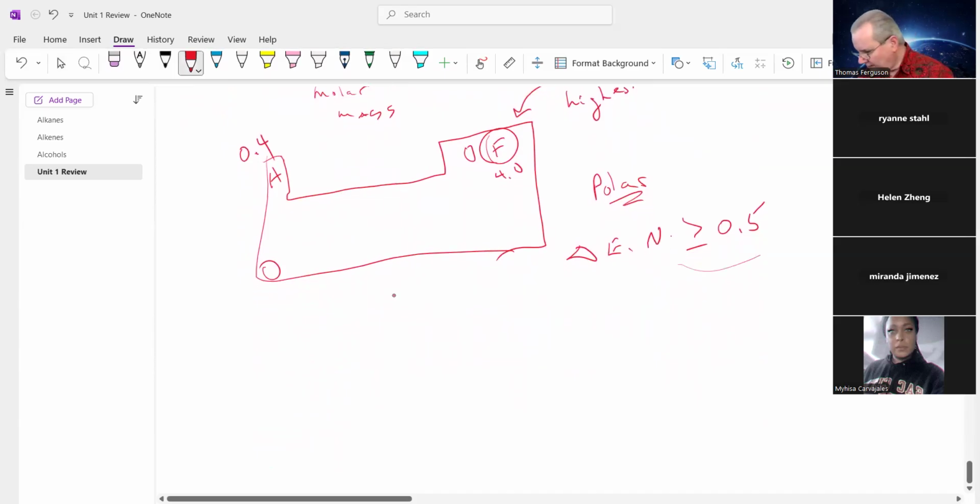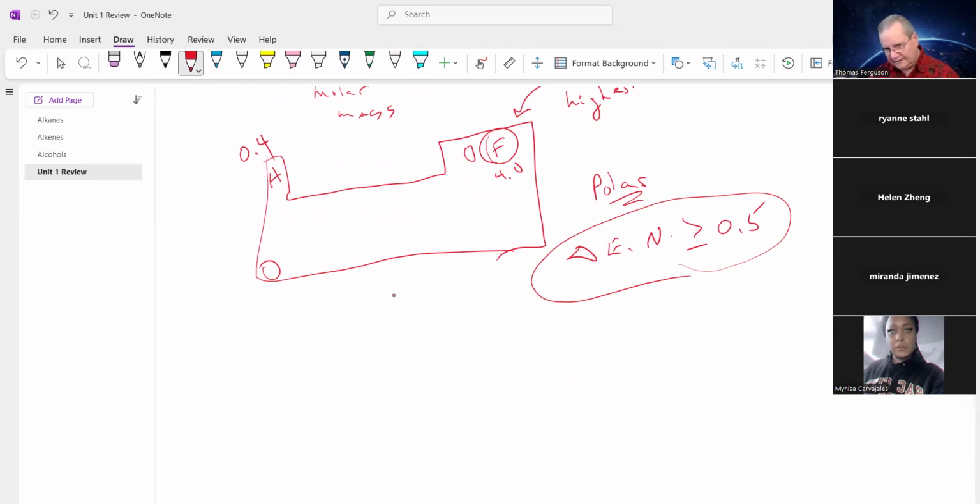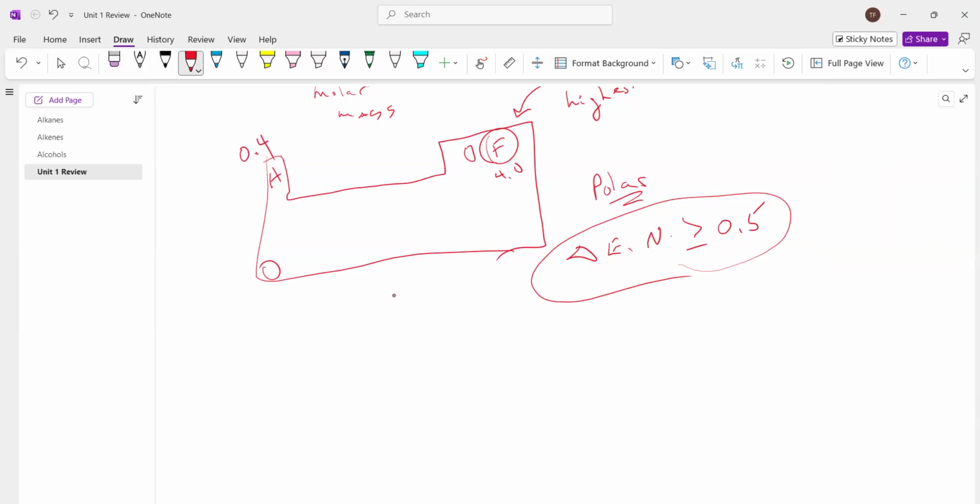So did you go over this concept in 305? The difference in electronegativity and how that defines polarity? Yeah, we did. Okay, good. Okay, so anything else?